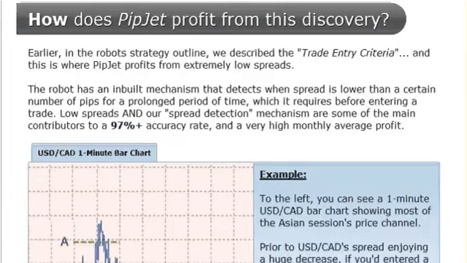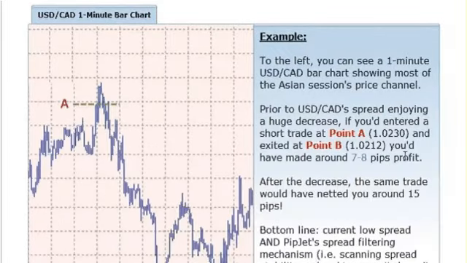Low spreads and our spread detection mechanism are some of the main contributors to a 97% plus accuracy rate and very high monthly average profit. And that spread detection mechanism is a fantastic filter. We're talking about an average monthly profit of almost 50%, as you can see from our trading account videos, and I do hope that you have watched those already. Let's take a look at an example here.